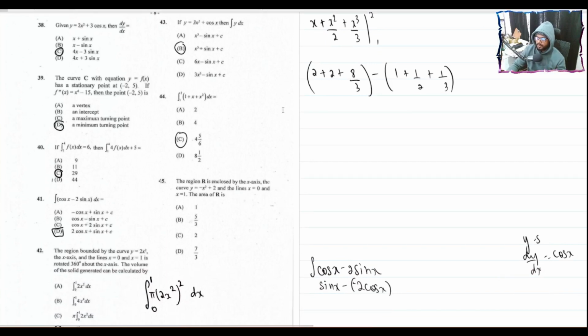Number 45, the region R is enclosed by the x-axis, the curve, and the lines; we need the area. So we have the integral, instead of minus x squared plus 2, I'm going to put 2 minus x squared, between x is 0 and x is 1, dx. This is 2x minus x cubed over 3, evaluated between 1 and 0. In this case, you should be experienced enough to know that when I substitute the lower limit, I'm going to get 0. So I just have to substitute 1. So I'll get 2 take away 1/3, which is 1 and 2/3, which is 5 over 3.